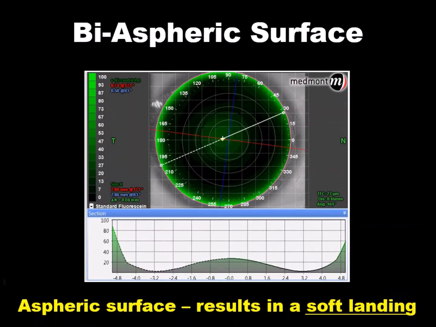It also uses a bi-aspheric surface to assist in improving comfort. And what that does is a high back surface asphericity creates a softer landing. It distributes its force over a broader surface area to create the most optimal comfort that's possible. So the combination of the larger diameter and high aspheric surface helps to improve initial comfort in patients.